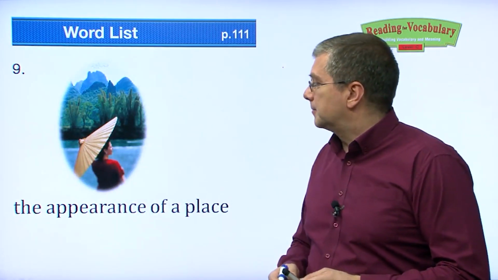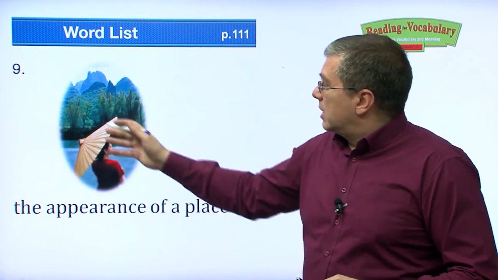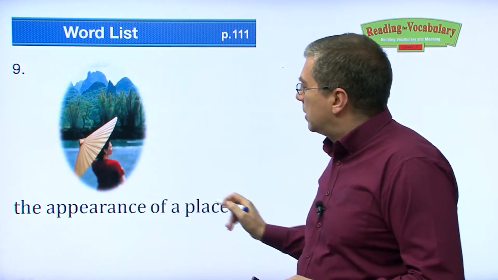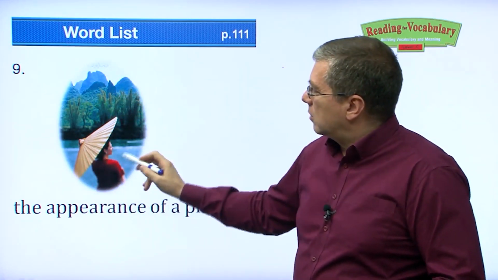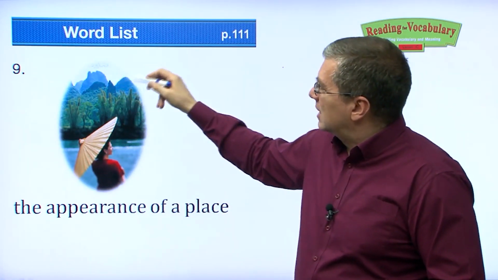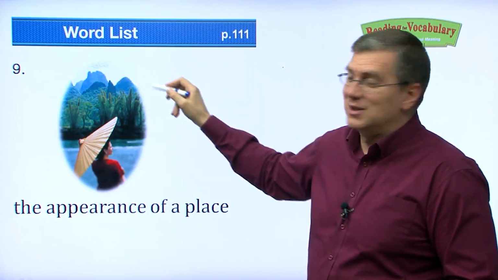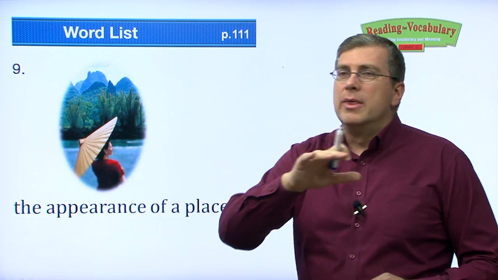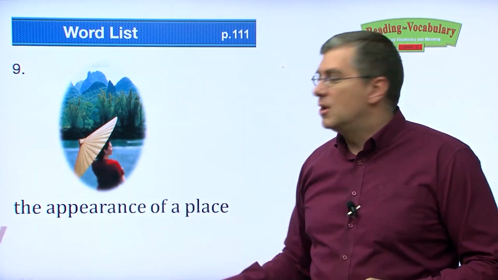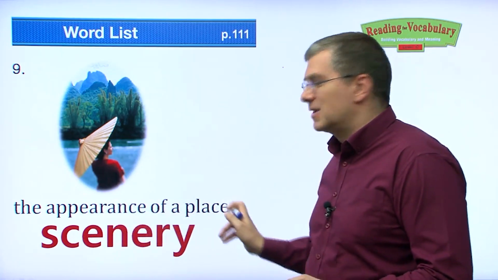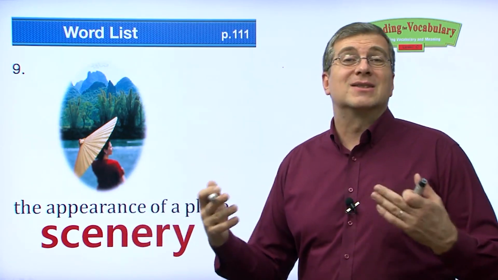Okay, number 9. This is a beautiful landscape. The appearance of a place. So we're looking at the appearance of a place. Don't worry about the woman, but we're looking at the appearance. You know, very interesting, distinguishing mountains, right? But if we look at some place and we say, wow, the scenery is very beautiful, it's the appearance of a place. What a place looks like.